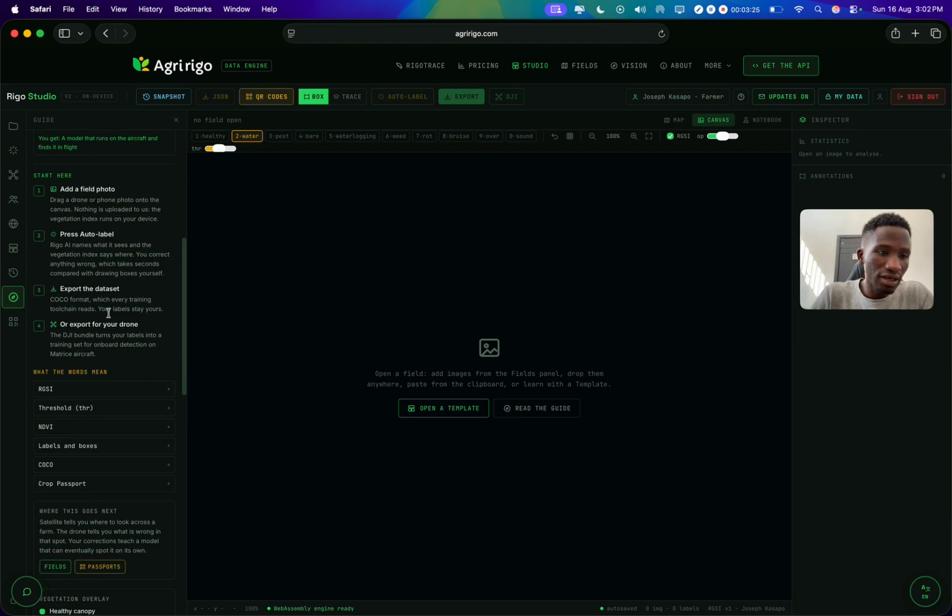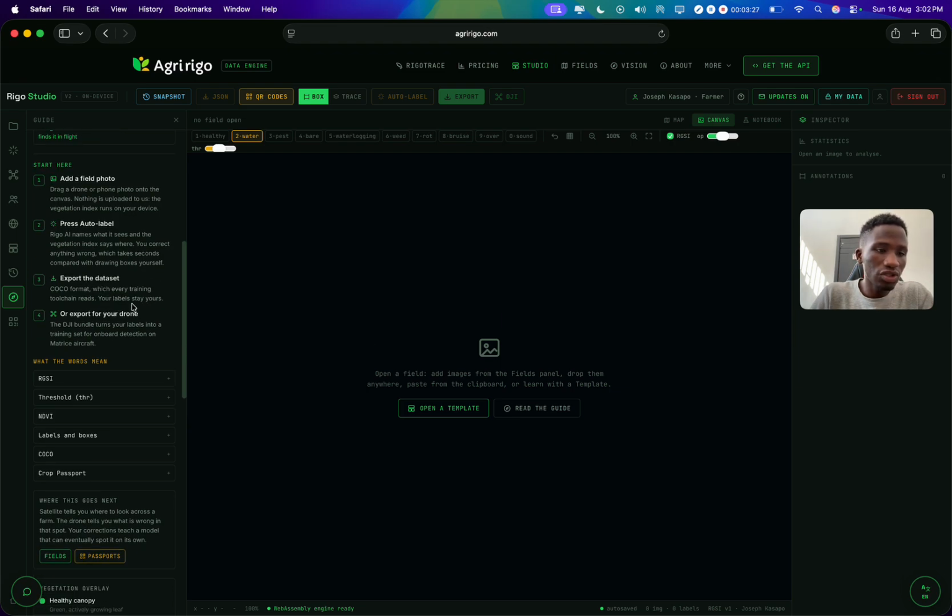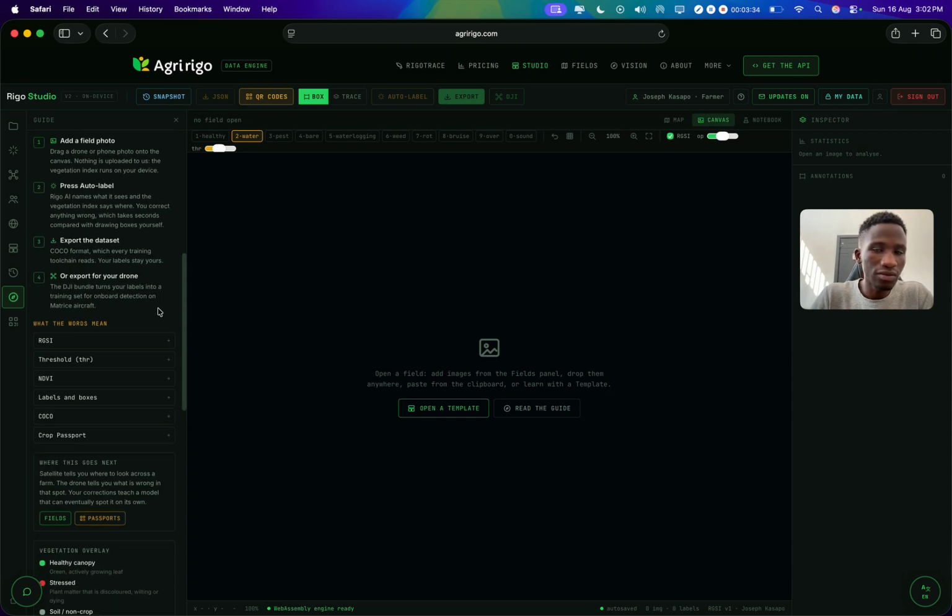Export datasets in COCO format. Whichever training chain reads your labeled data, it stays yours. That's one of our major criteria. Or export to your drone. What I mean by that is the DJI bundle turns your labels into training sets for onboard detection, like for example the DJI Matrice.